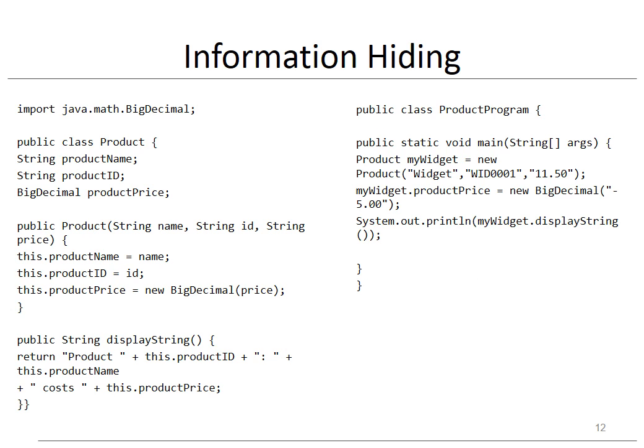Here we define a class product with three variables: product name, product idea, and product price. We have one constructor which initializes the values for all three variables and a displayString method to print a string representation of the object. The class product program then creates a new product object called myWidget.